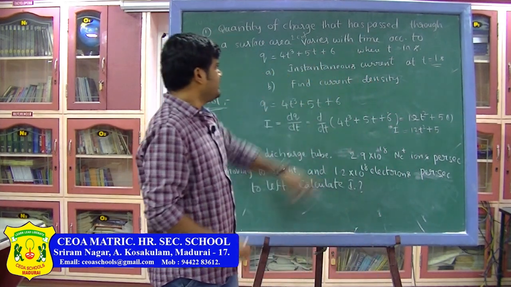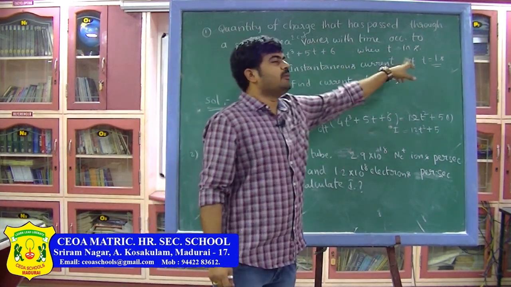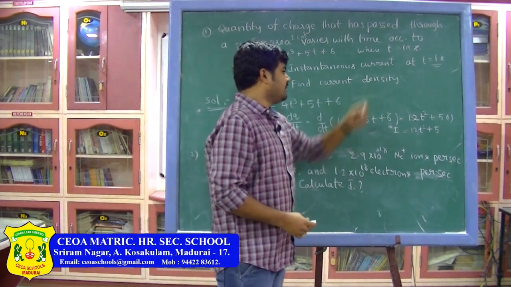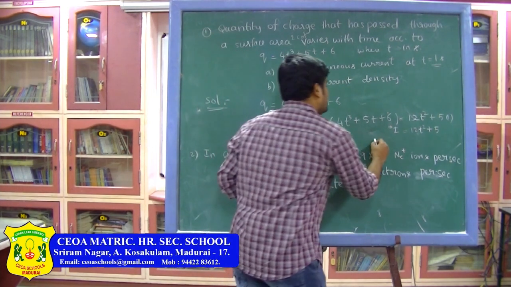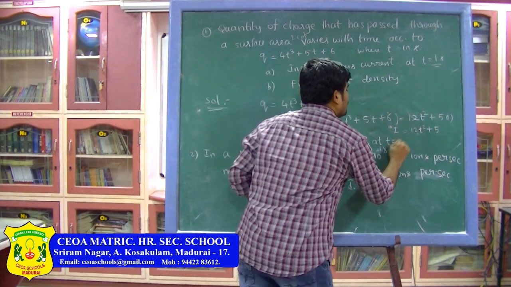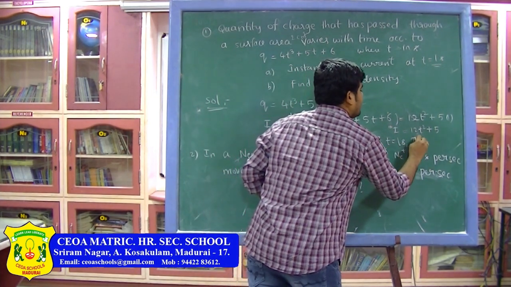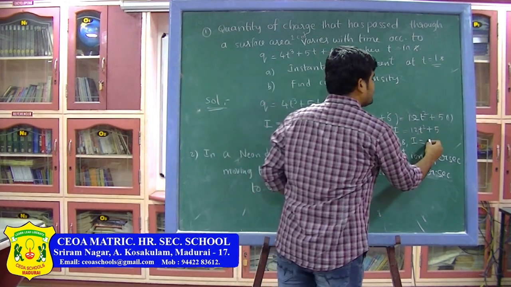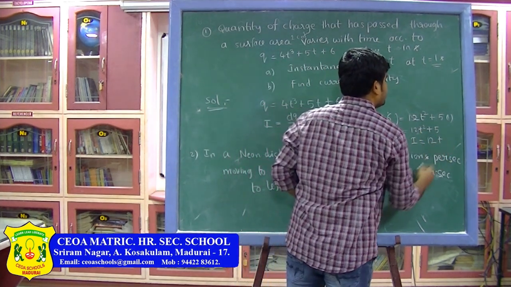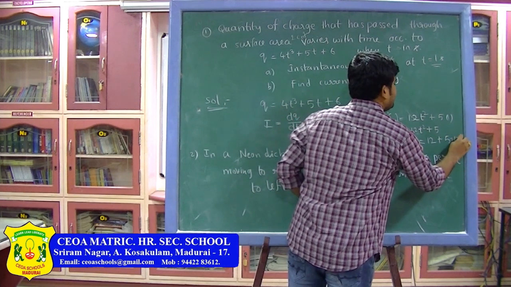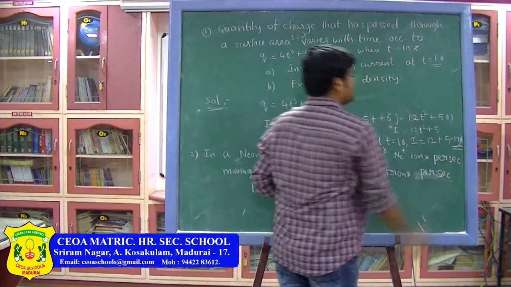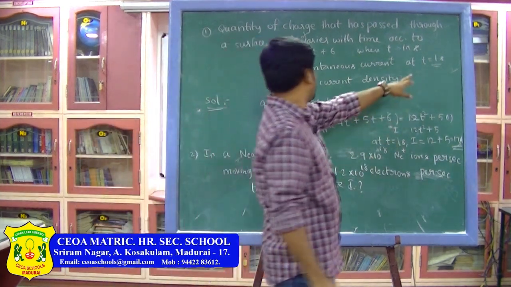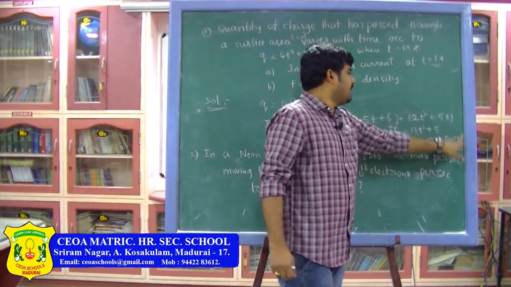Now, the question is the instantaneous current at time t = 1 second. Substitute the given time value and you will get the required answer. Therefore, the current at t = 1 second is I = 12 into t square, 1 square is 1, so 12 plus 5 gives 17 amperes. That is the answer for this problem. So the instantaneous current at t = 1 second is 17 amperes.